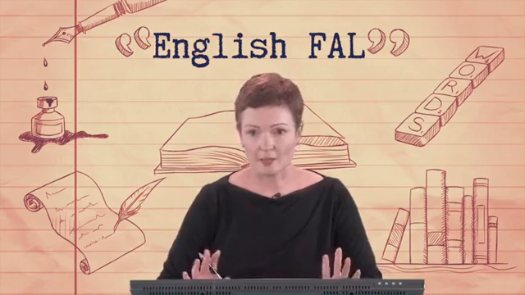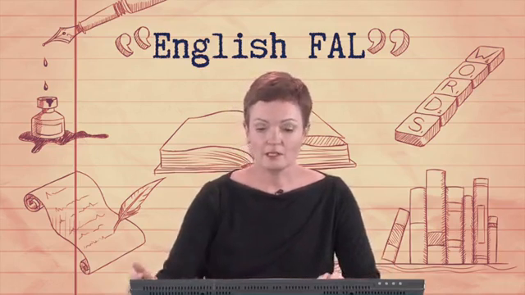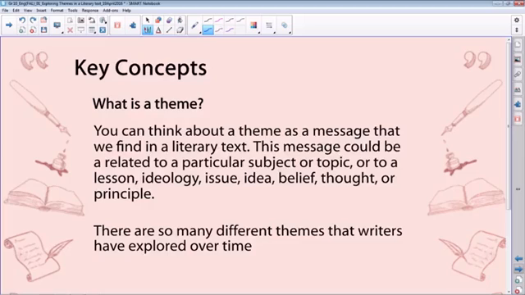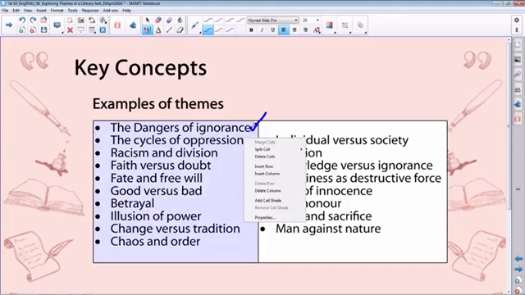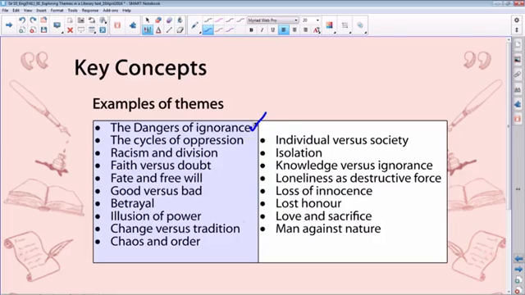Now, through time, hundreds and hundreds of years of writing, there are so many different themes that authors have explored. So we have the different examples of themes. For instance, there are many, so I'll just read out a few. We have the dangers of ignorance, cycles of oppression. We have faith versus doubt. We've got good versus bad.